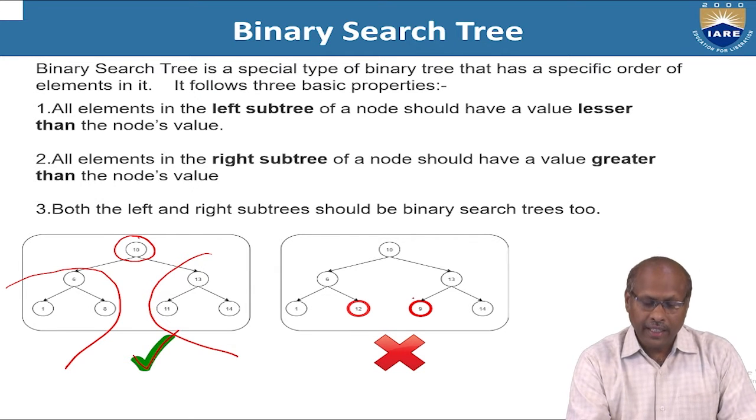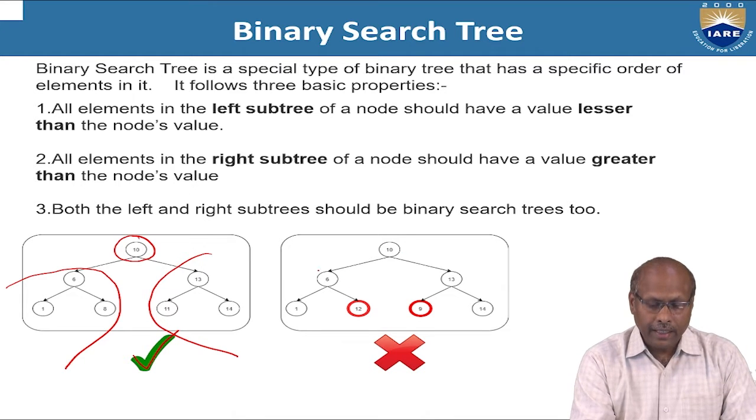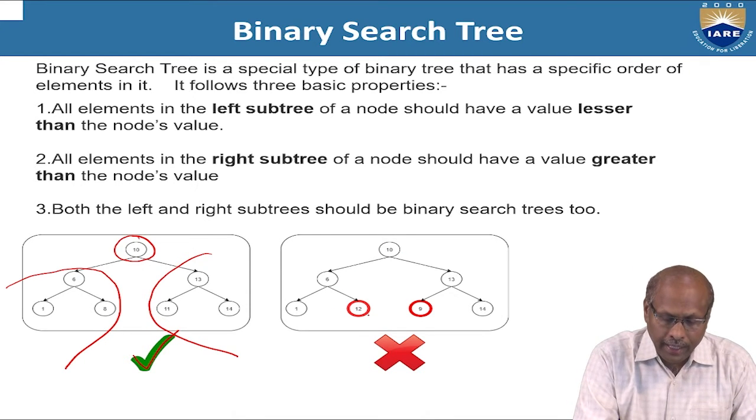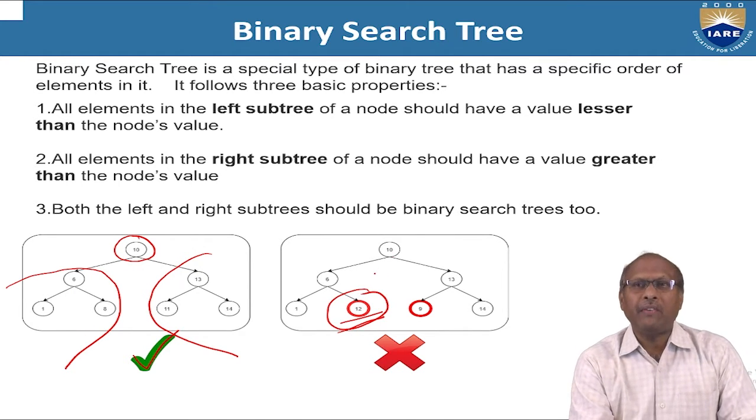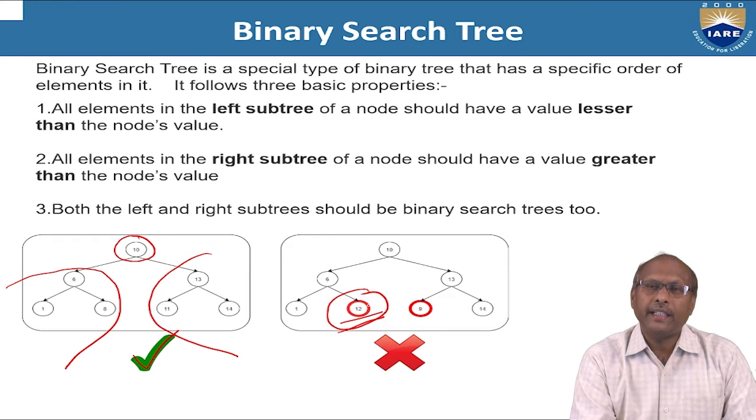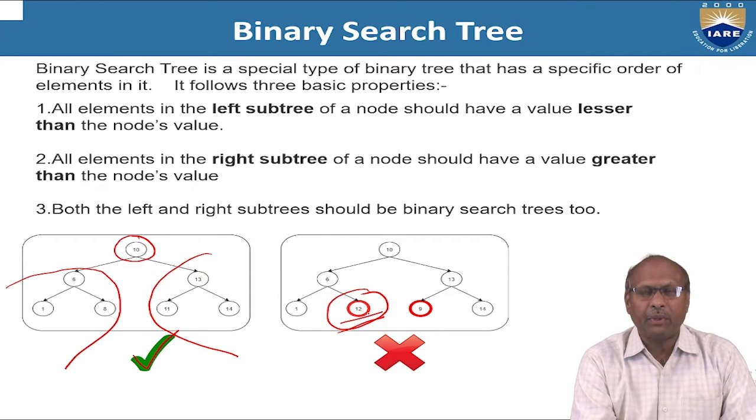binary search tree. Whereas if you observe the right one, 10 is the parent. Left side has 6, 1 and 12. This 12 is a value which is on the left side, but my parent value is 10. So it is not a proper one. It is invalid. That's why it is not a binary search tree.